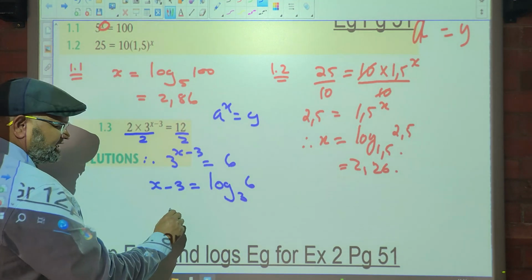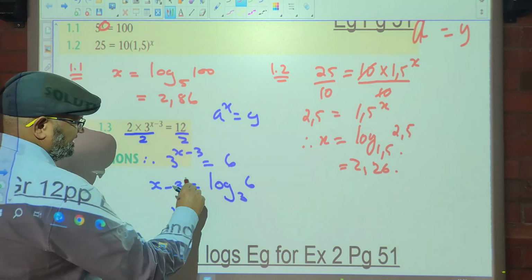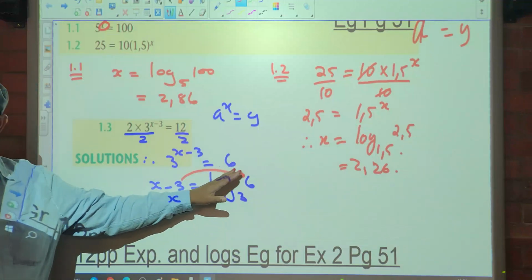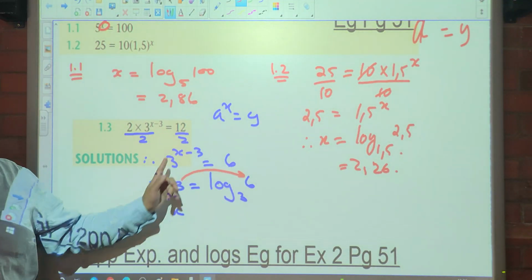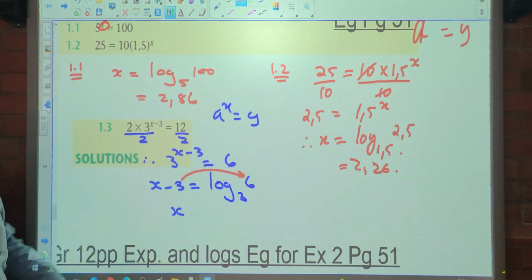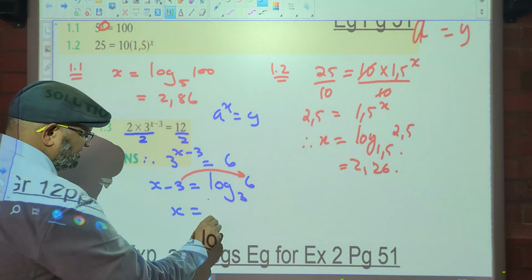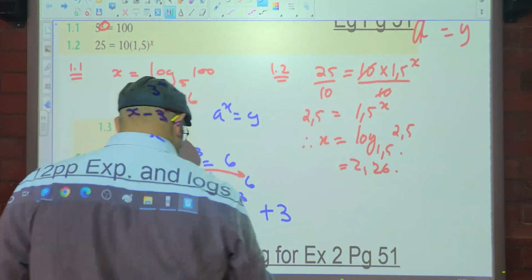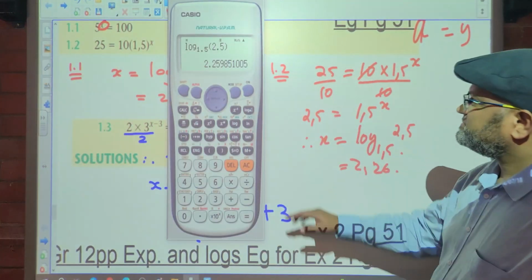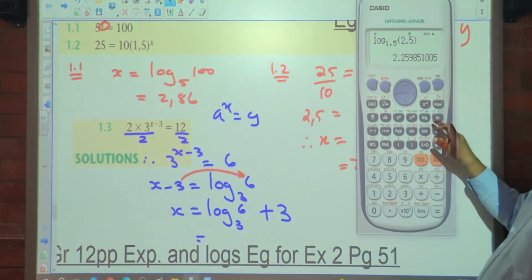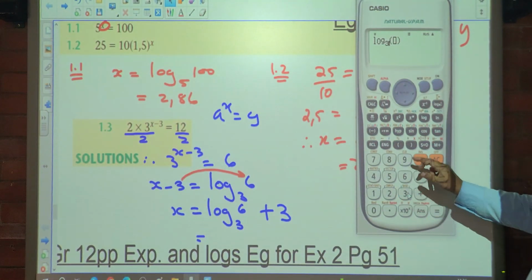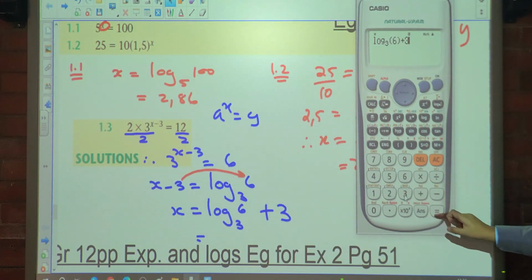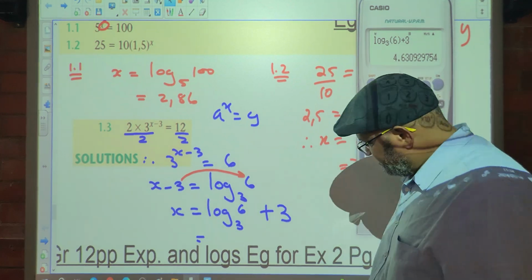Now how do we get x on its own? Take the 3 over. I can do one of two things, people. Either take the 3 over, or punch this in the calculator and then add the 3. Whichever you prefer doing. So it's going to be log 6 base 3 plus 3. Log base 3 of 6, plus 3, gives us 4 comma 63.